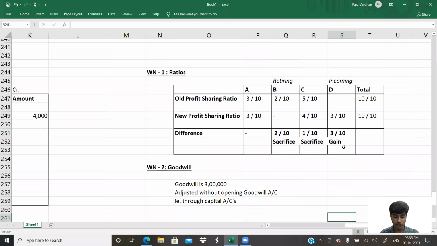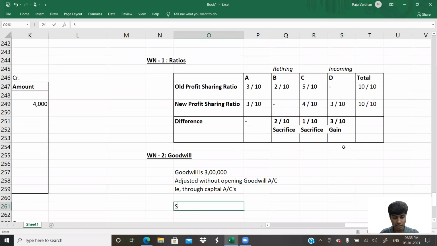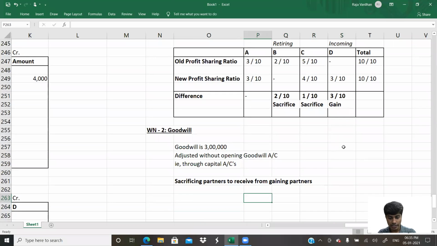So remember the logic here. Sacrificing partners will receive from gaining partners. Basically, those partners who are gaining are buying their share of goodwill from sacrificing partners. Okay, so let us see here. Who should pay whom? Who's sacrificing? B and C are sacrificing. So B and C should receive, and when they receive, their capital will increase.